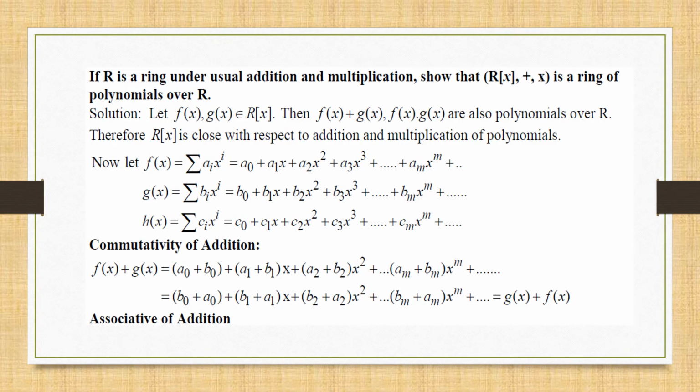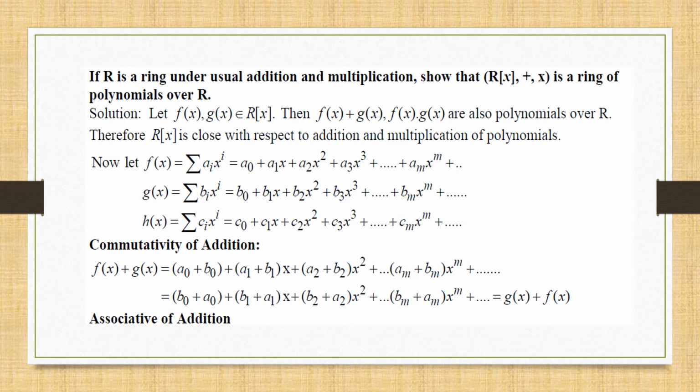Now this theorem. If R is a ring under usual addition and multiplication, show that R[x] under the binary operations plus and multiplication is a ring of polynomials over R. Solution. Let me take two polynomials f(x) and g(x) which belong to R[x]. Then I am going to add these two polynomials and multiply these two polynomials. So the sum and product are also polynomials over R. Therefore, R[x] is closed with respect to addition and multiplication of polynomials, in the sense that the closure property is satisfied.